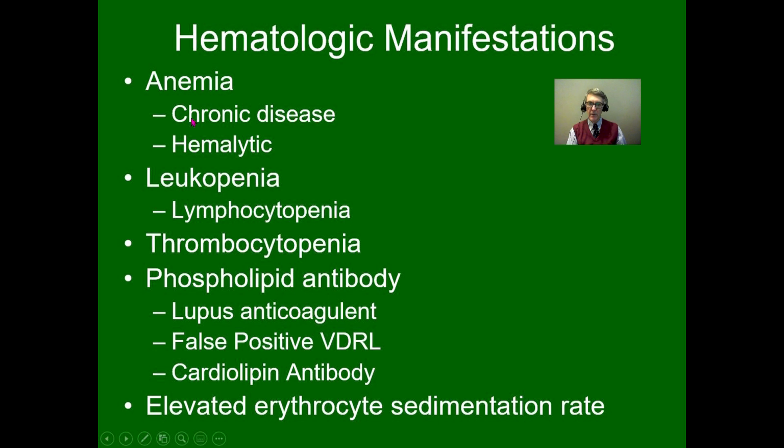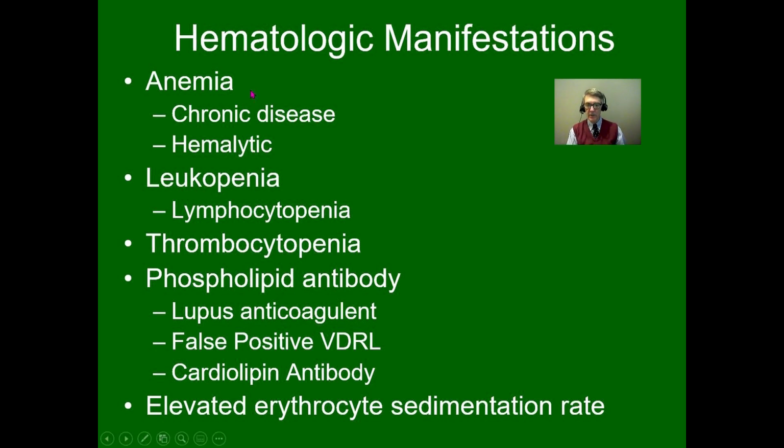Number one, they can have an anemia of chronic disease. Whenever there's chronic inflammation or illness, and it's not just with lupus, the bone marrow may not be as efficient, and a lot of times we'll see a drop in hemoglobin. We did discuss that a bit with rheumatoid arthritis.